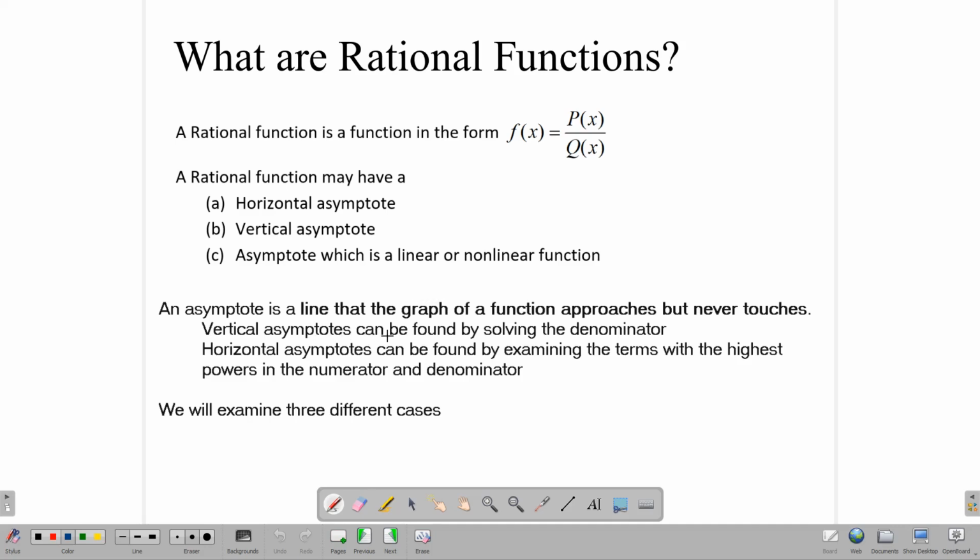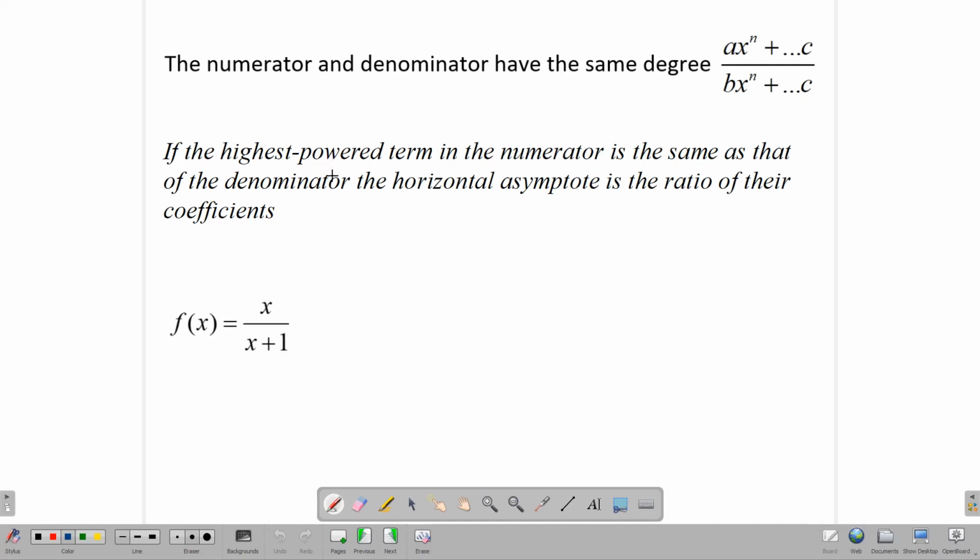Vertical asymptotes can be found by solving the denominator, so they are easily found. Horizontal asymptotes can be found by examining the terms with the highest powers in the numerator and the denominator. We will examine three different cases in this lesson. Our first case is where both our numerator and the denominator have the same term.